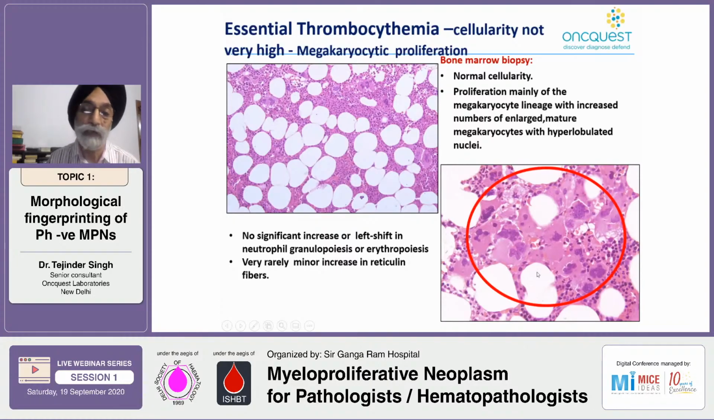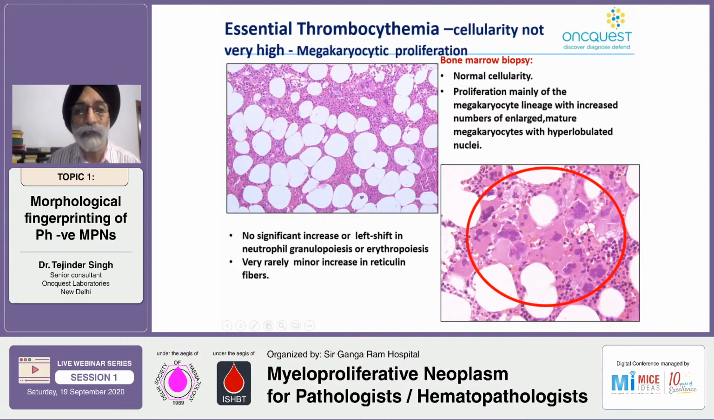bone marrow trephine biopsy. One of the characteristic features of ET is the scanner view of the bone marrow trephine biopsy. What we find is fat is more than cells. Now, this is one myeloproliferative disorder in which the marrow fat remains nearly normal, and the marrow is not hypercellular.